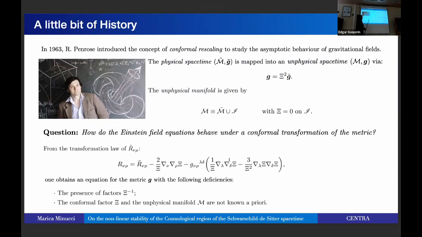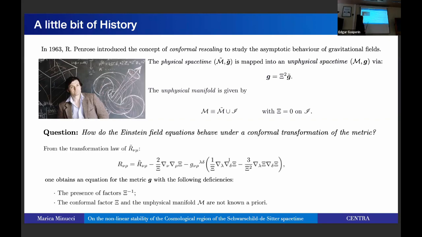R tilde would be the physical one, R is the unphysical one. If one replaces R tilde with the Einstein vacuum equation, and assumes that the conformal factor is a function of the solution manifold, one has an equation for the metric g that has 2 problems. The first one is the presence of a factor that behaves like 1 over chi. So if you want to use this equation to study the behavior of the solution at chi equals zero, you have a system of singular equations.